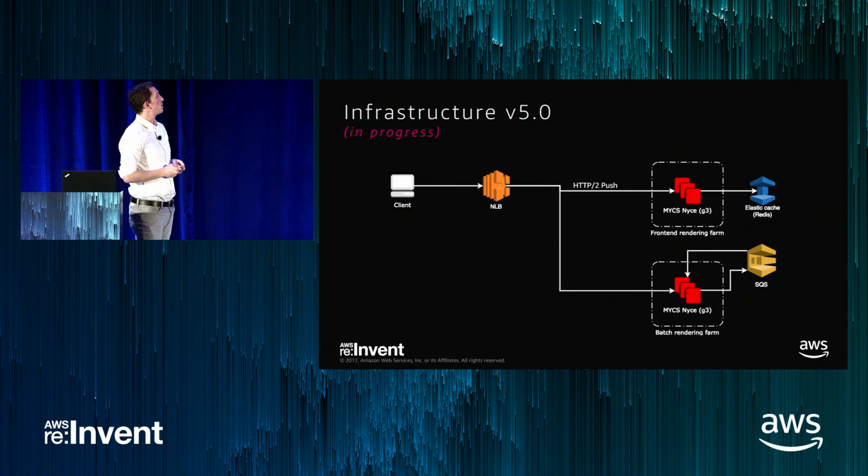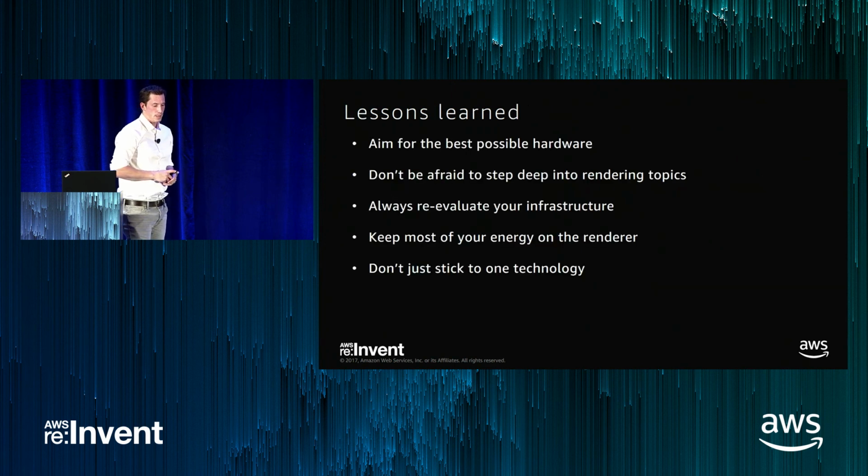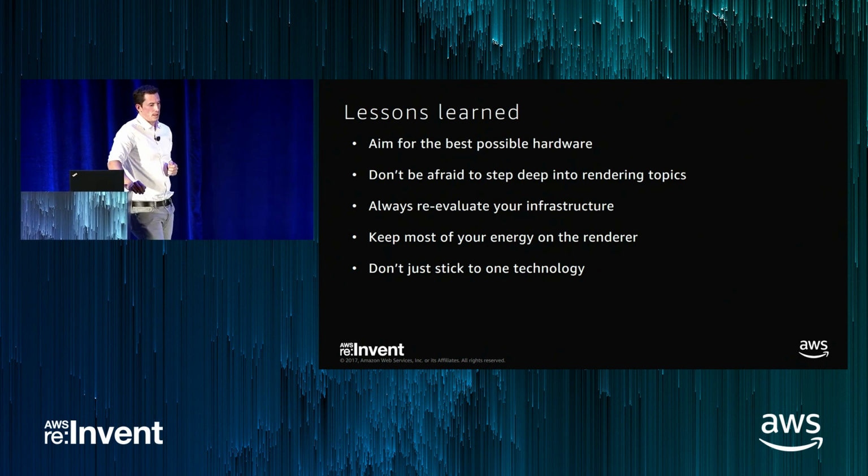So as I said, this is something we're working on, and we hope to launch it soon and see this amazing improvement in speed and also quality of the images. And so what have we learned over this process in the past 3.5 years? Aim for the best possible hardware. We realized that Amazon is constantly releasing new types of machines. As I said at the beginning, you had the G2 machines, then P2 came out, then G3, now you have P3 machines.